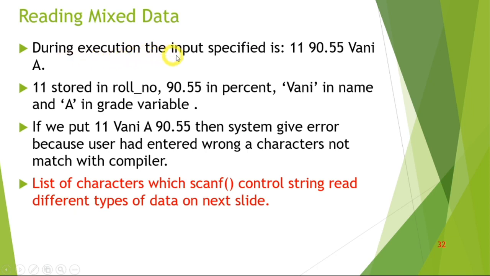During the execution of the input specified, suppose 11, 90.55, Vani, A. This is an example: 11 is stored in roll number, 90.55 in percent, Vani in the name and A in the grade. So 4 types of data types are given. If we put 11 Vani A 90.55, then the system gives an error. Remember, because the control string is not matching the sequence of the data types.